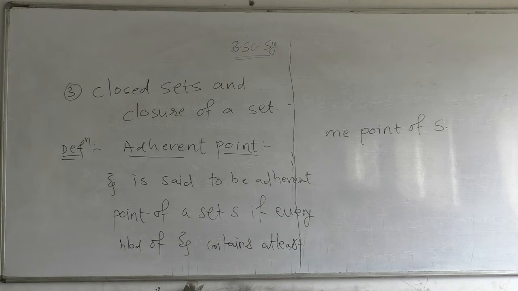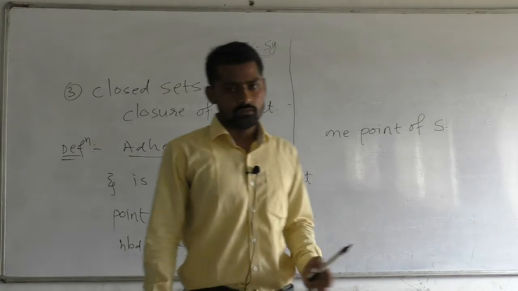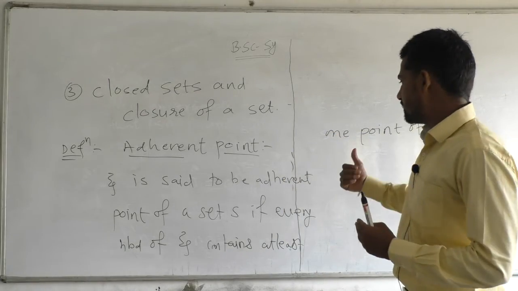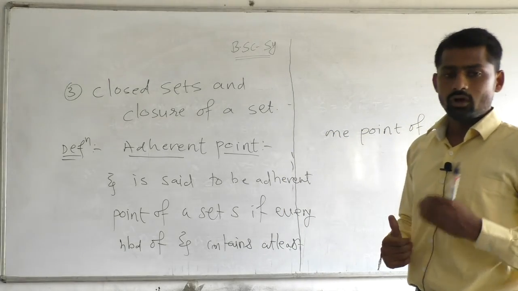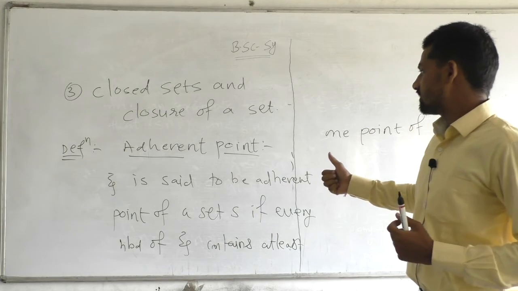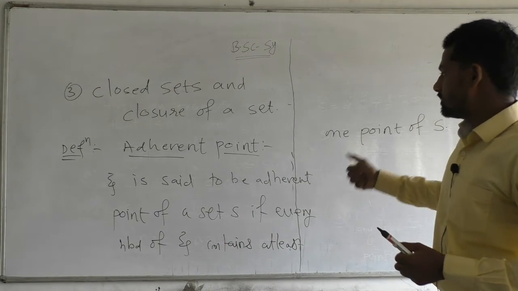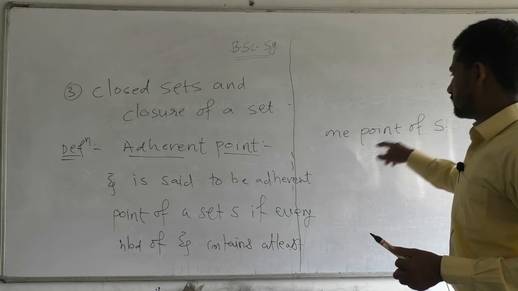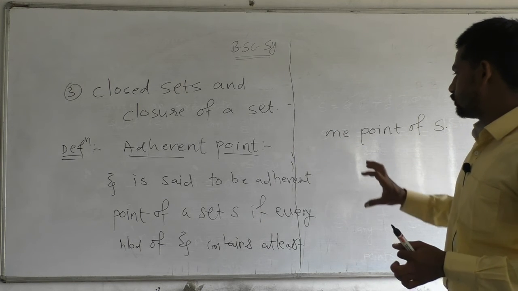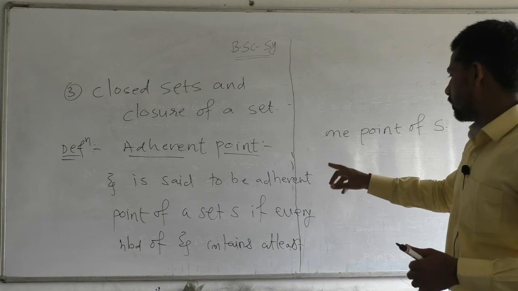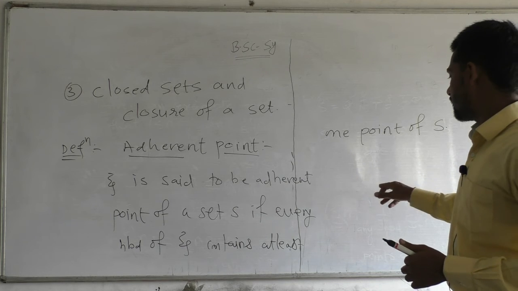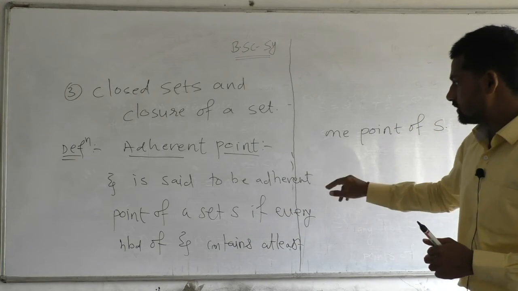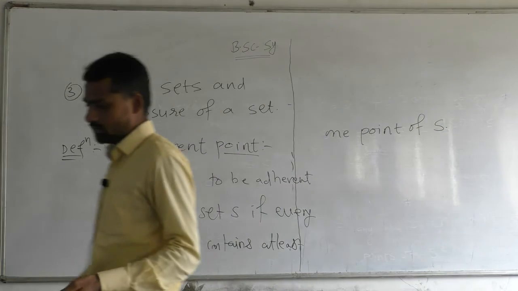Now see the difference between limit point of a set and adherent point of a set. If zeta is a limit point of a set, then each neighborhood of zeta must contain at least one point of S other than zeta. But for an adherent point there is some slight difference in these two definitions. Zeta is said to be an adherent point of a set S if every neighborhood of zeta contains at least one point of S, not excepting zeta itself. So this is the definition of adherent point.